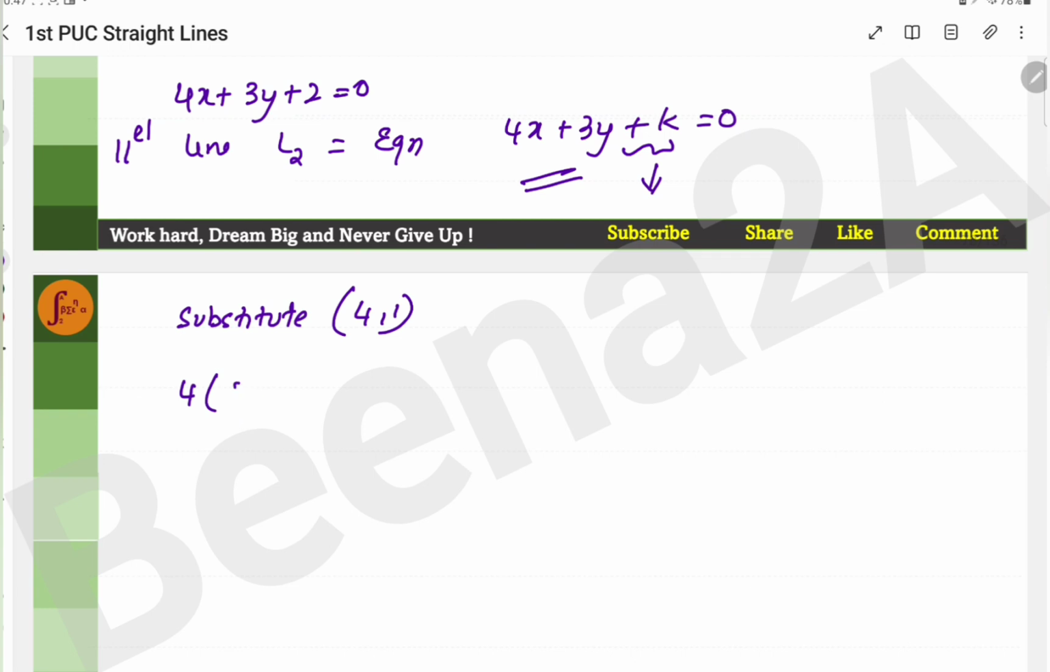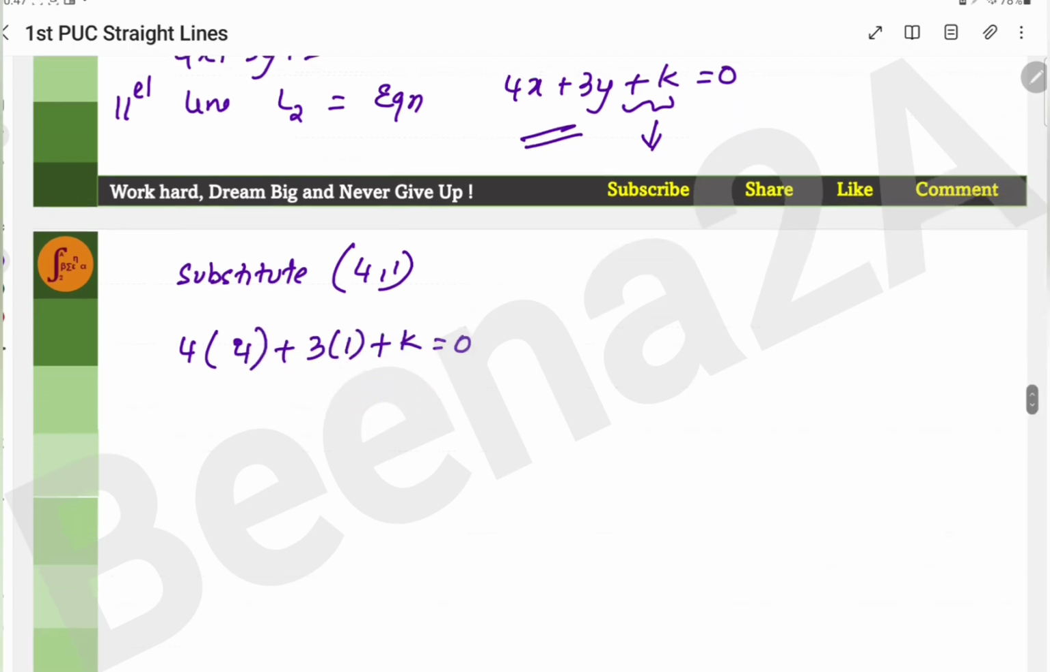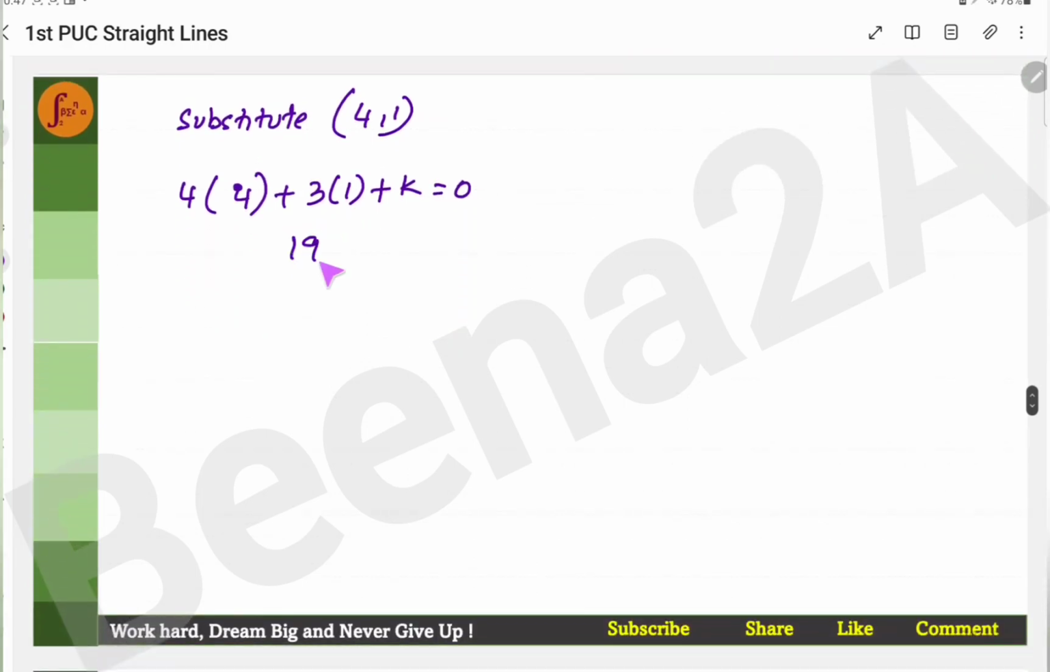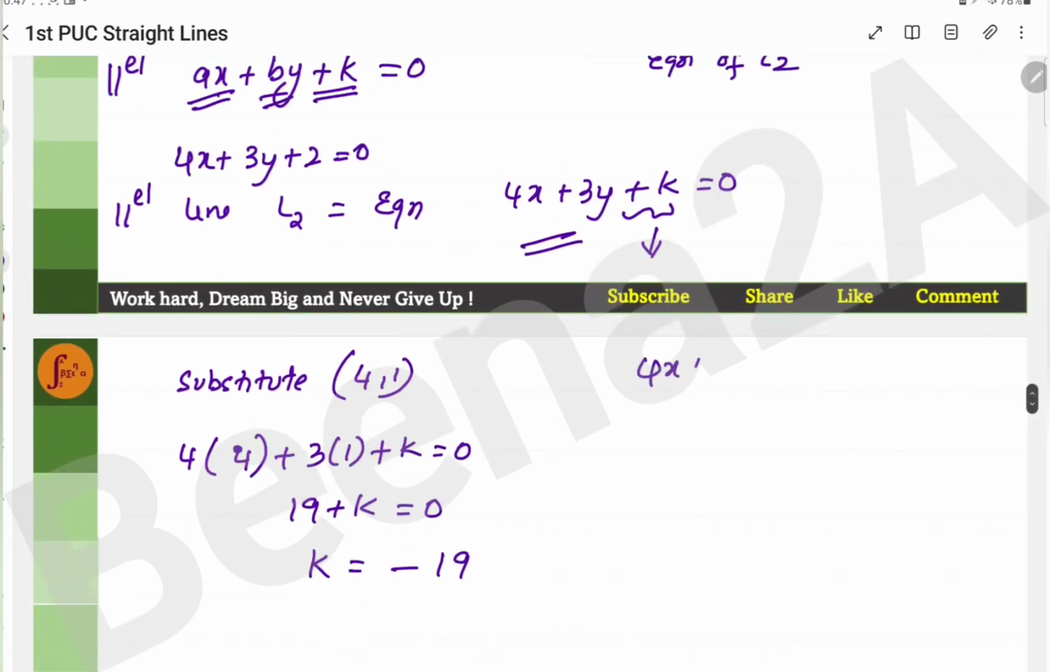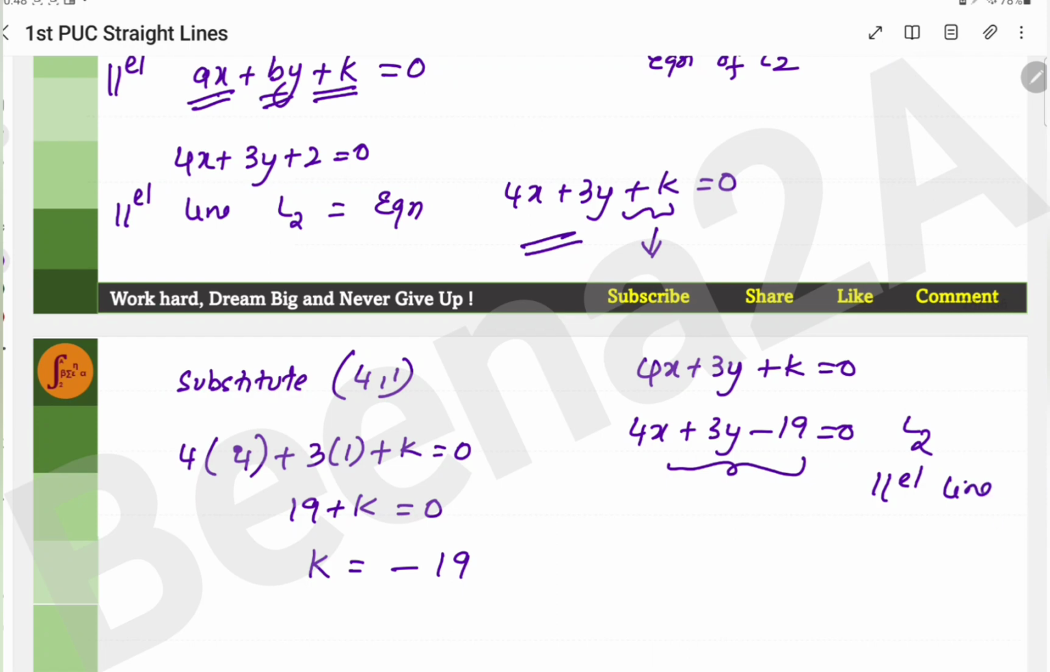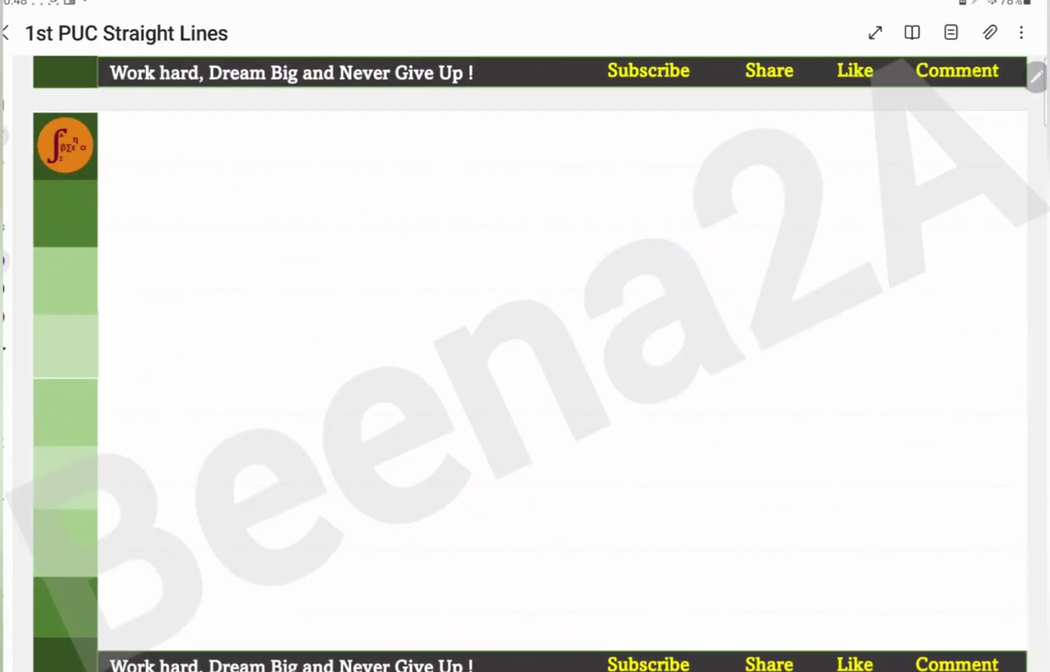So it'll be 4 into 4 plus 3 into 1 plus k is equal to 0. So I'll get 16 plus 3, 19 plus k is equal to 0, which means k is equal to minus 19. So now I'll take the actual equation, 4x plus 3y plus k is equal to 0. Instead of k, I put this value, minus 19, is equal to 0. So this is the equation of L2, which is the parallel line. Simple.